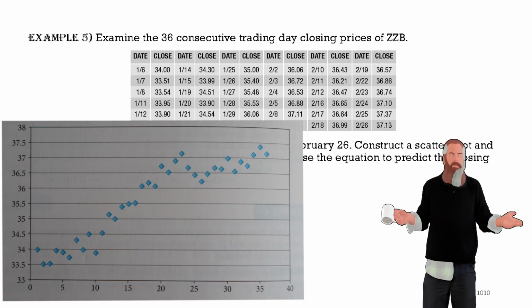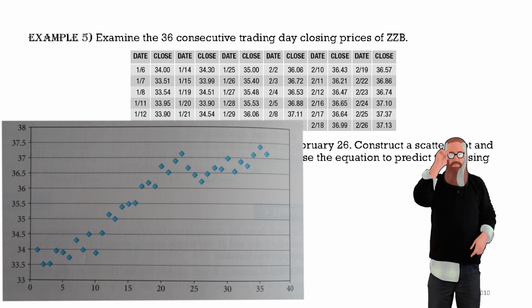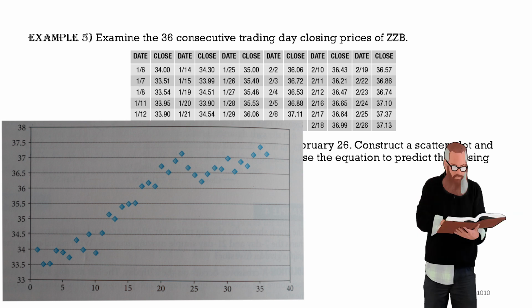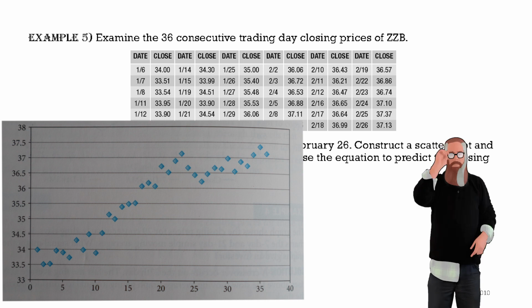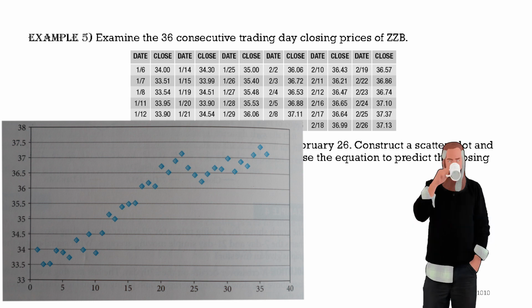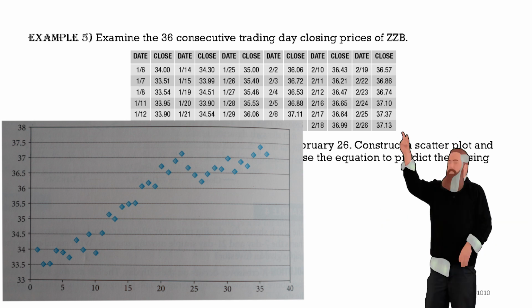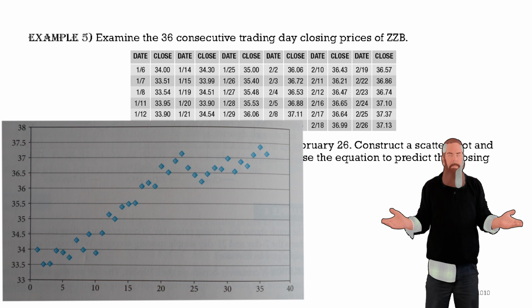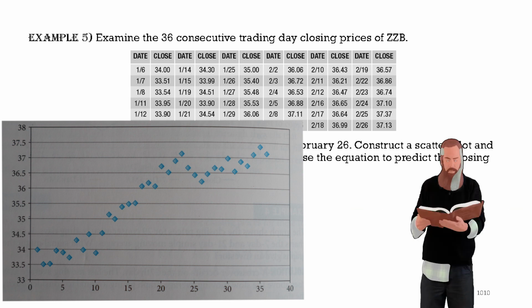Using a graphing calculator, graphing software, or online graphing website, or even a spreadsheet, you can generate the following scatter plot, starting with January 6 as day 1 and January 7 as day 2, and so on. Use the ordered pairs (1, 34), (2, 33.51), etc. in that form: day number, closing price, to construct a scatter plot.